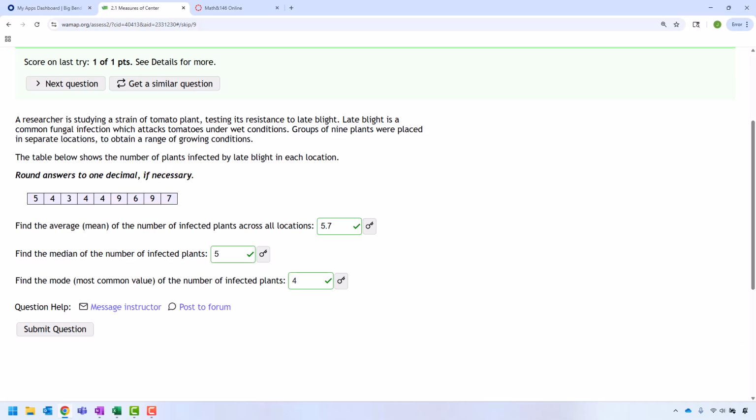All right, so there's a few more examples worked out. Finally got to the mode. Let me know if you have any questions. Thanks for watching this continuation of 2.1, talking about measures of center, the mean, the median, and the mode.